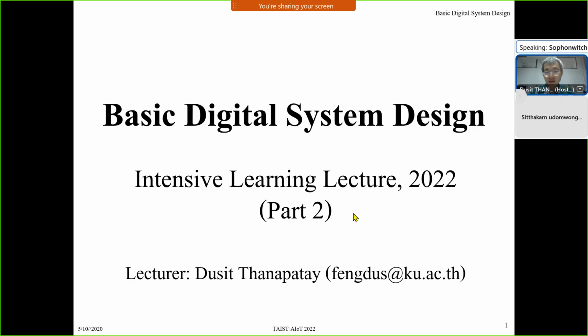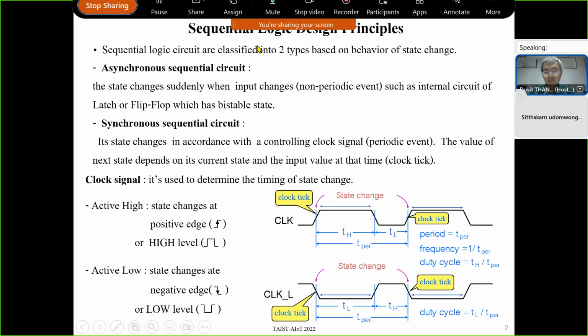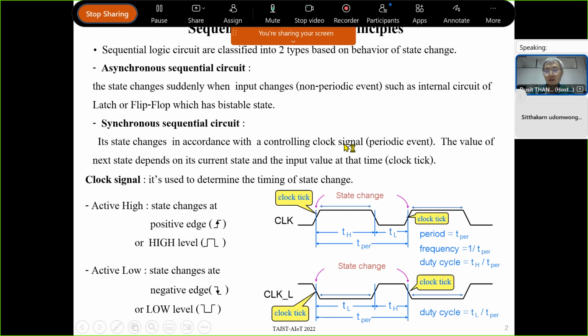The lecture for today. Today we start to study about sequential circuit.